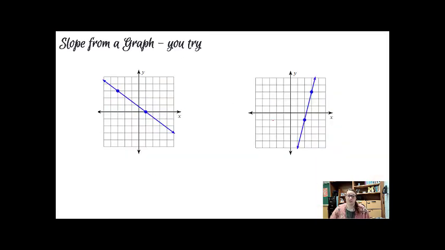So these ones actually I want you to give a shot. So draw in your slope triangles either above or below, and then count them out. Remember, it's rise over run. So go ahead, pause your video now, try those ones out. When you push play, I'll have the answers on screen.